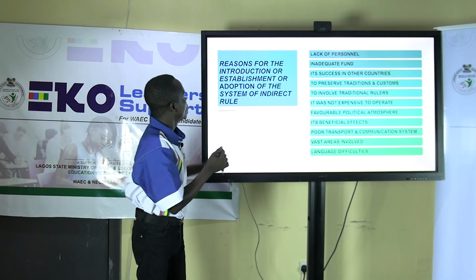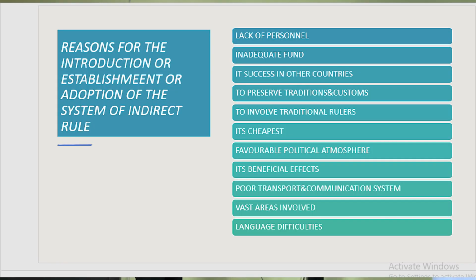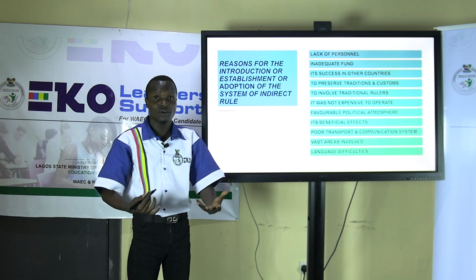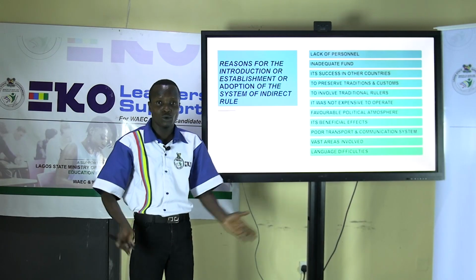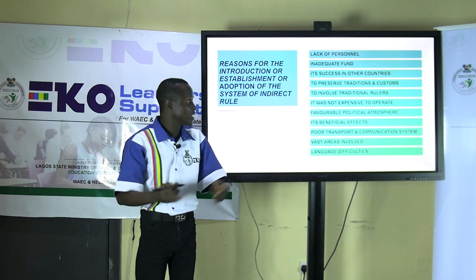Moving on. Reasons for the introduction, establishment, or adoption of the system of indirect rule. Number one, lack of personnel. The British lacked enough personnel, enough manpower. That was why they introduced the indirect rule system. Number two, inadequate funds. They were not adequately funded by the British government, so the money to rule them directly was not there. That was the reason why they introduced the indirect rule system, ruling the people through their traditional rulers.